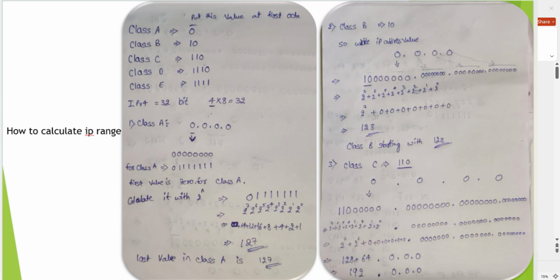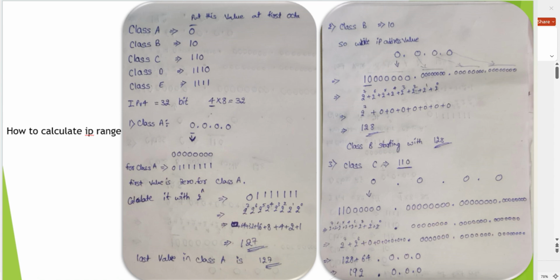Here you can see, in the first octet for class A, what is the formula to identify the end value? In the first octet there will be some bits, either all zeros or all ones. My formula is that the first value should be 0 and the remaining values should all be 1s. Then we calculate the values of 2 power 0, 2 power 1, 2 power 2, 2 power 3, 2 power 4, till 2 power 7.